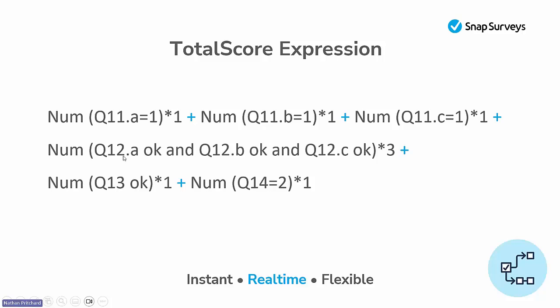Moving on to the next part. This was where we're making use of the OK again. So again, we don't really care what option they choose, just as long as they have answered a question. Now in this example, I'm going to allocate 3 points, so star 3. So if question 12a was answered, and question 12b was answered, and question 12c was answered, so if all 3 of them were answered, then it's going to be given 3 points, again added to the previous expression, the points.